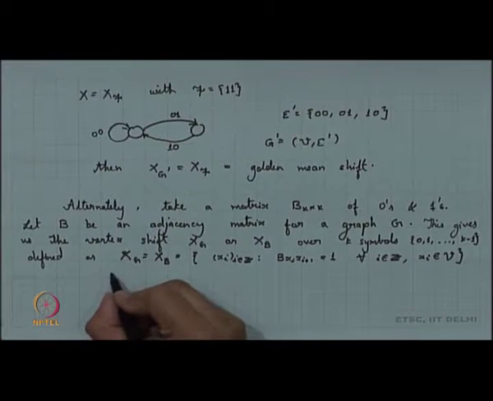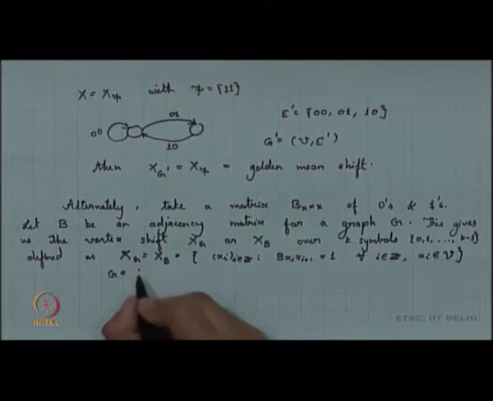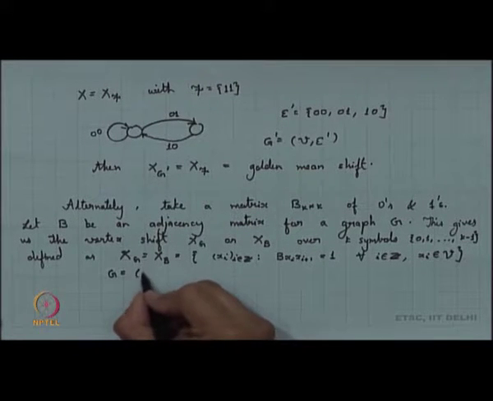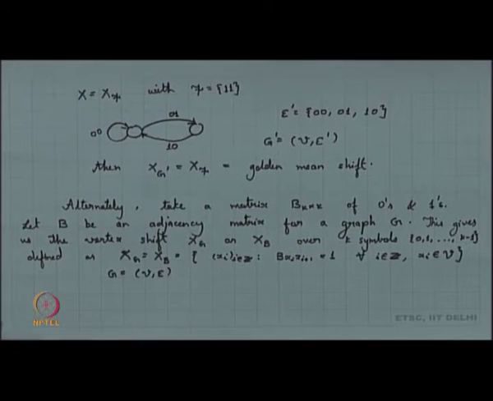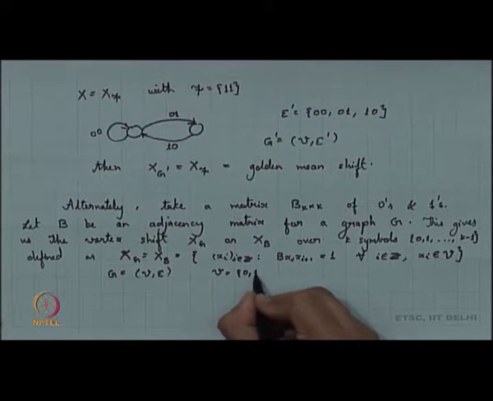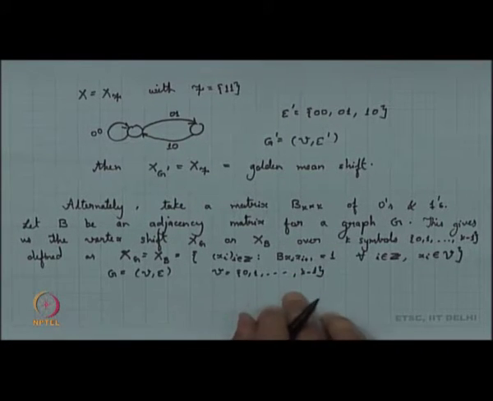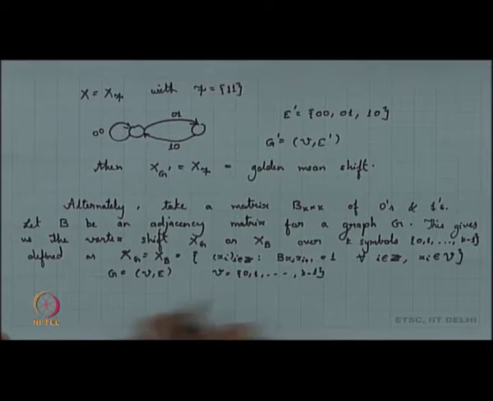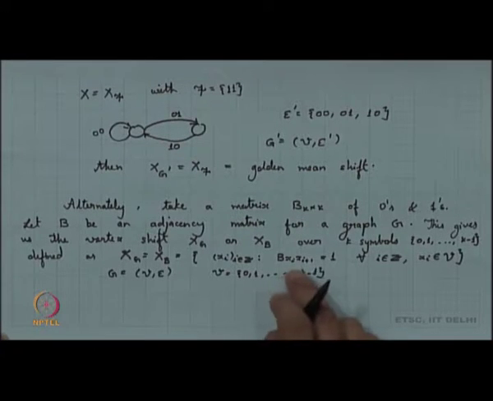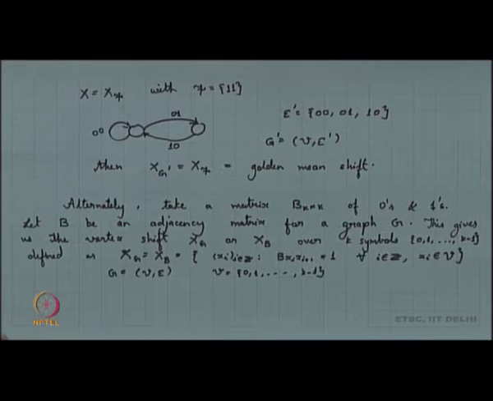So, vertex set V of G, where I can think of G as (V, E), the set of vertices. My V happens to be this particular set 0, 1, up to k minus 1. We think of these vertices and we say that there is an edge between two vertices if you have B of x_i, x_{i+1} equal to 1. So x_i is the vertex.